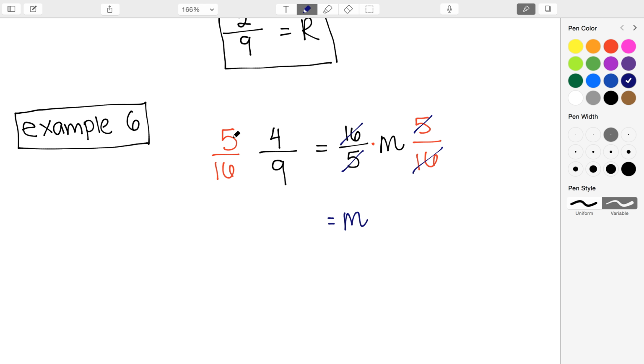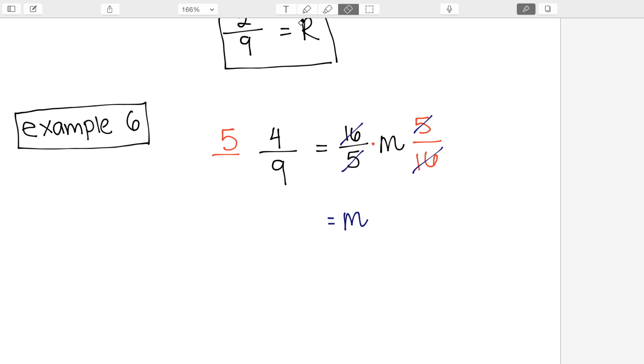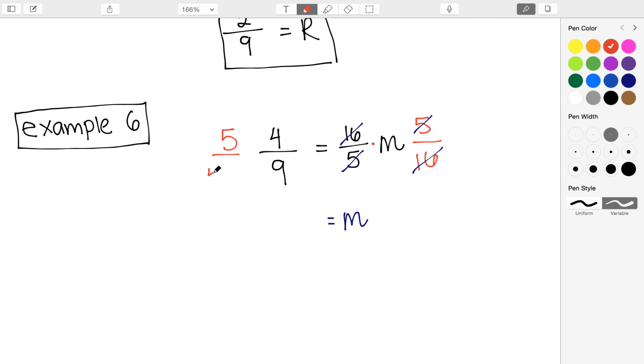Now on this side, 5 and 9 can't cancel, and I can't think of any relationship that they share. 4 and 16 can't cancel, but 16 and 4 might have something in common. I can think of 16 as 4 times 4. So instead of thinking of it as 16, I'm going to think of it as 4 times 4, which means my 4s cancel. I'm left with 5 over 4 times 9 is 36. Okay, we're going to keep going through that, but that was just a warm-up of all of those today.